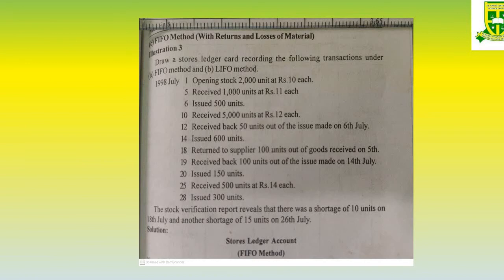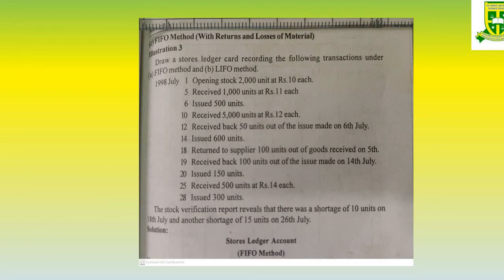So we have stock available, and in that we are returning some back to the supplier. So we have to deduct that quantity. We are going to make an entry in issuing, so that we can deduct it. Then received back 100 units. That is received back. Don't confuse the terms. Received back out of the issue.